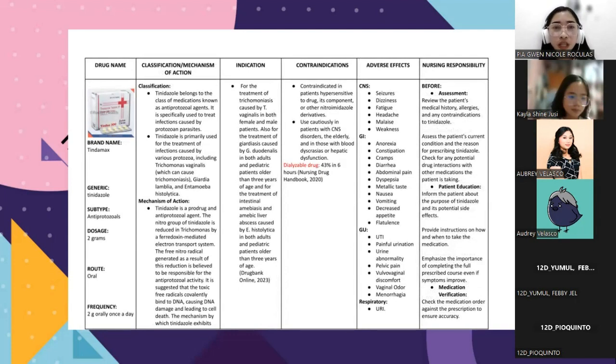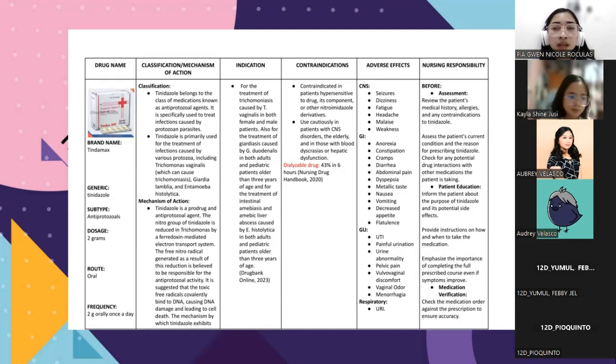Then indication. So for the treatment of trichomoniasis caused by Trichomonas vaginalis in both female and male patients, also for the treatment of giardiasis caused by G. duodenalis in both adults and pediatric patients older than 3 years of age, and for the treatment of intestinal amoebiasis and amoebic liver abscess caused by Entamoeba histolytica in both adults and pediatric patients older than 3 years of age. This is according to the Drug Bank Online 2023. So that is the medicine use of tinidazole. Next is for the contraindications.